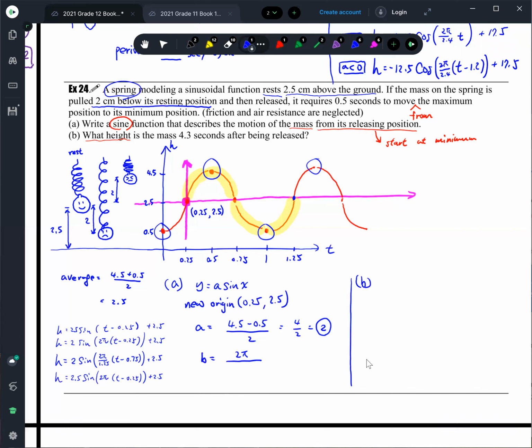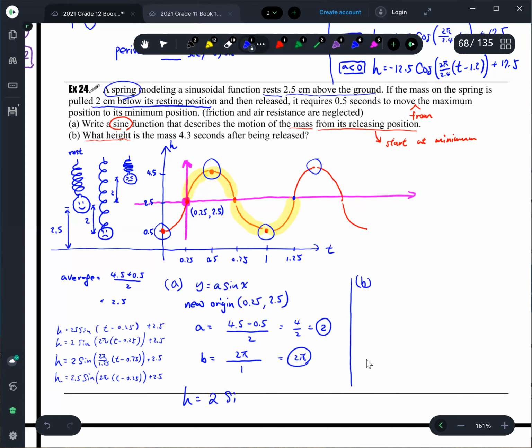Okay, so 2 pi over 1 should be 2 pi. So there's your A, B, C, D. Okay, so we have H should equal to A sine B, which is 2 pi. So we need a 2 pi there. T minus 0.25, that's our C, right? And then plus 2.5. Okay, I guess we have an answer. All right, very good. So the answer should be this one.